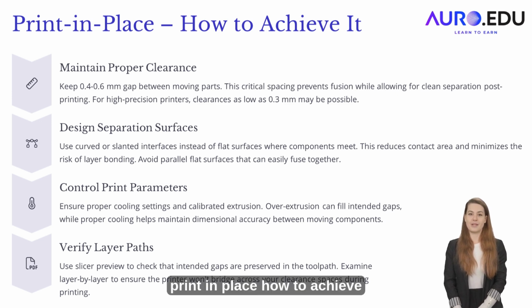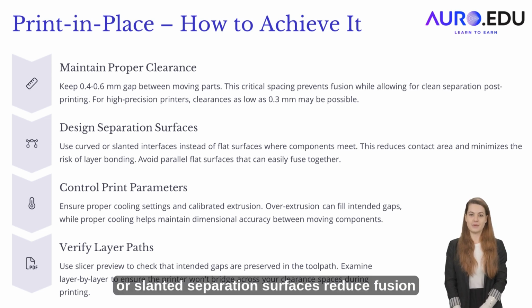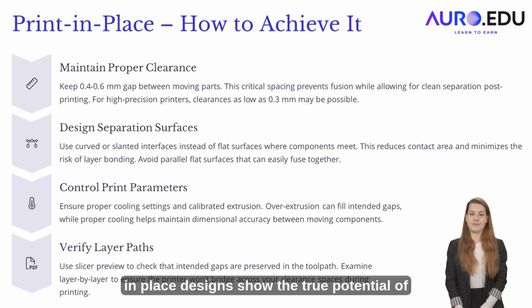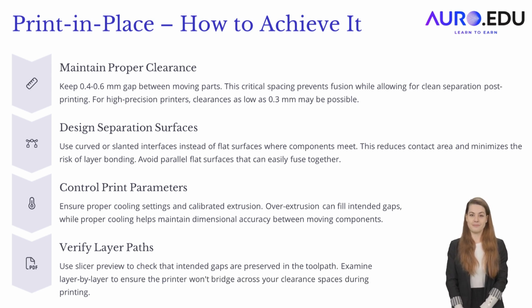12. Print in place. How to achieve it. To enable motion, keep a gap of 0.4–0.6 mm between parts. Curved or slanted separation surfaces reduce fusion. Avoid completely flat contact surfaces. Slice visually, and check layer paths before printing. Print-in-place designs show the true potential of additive manufacturing.